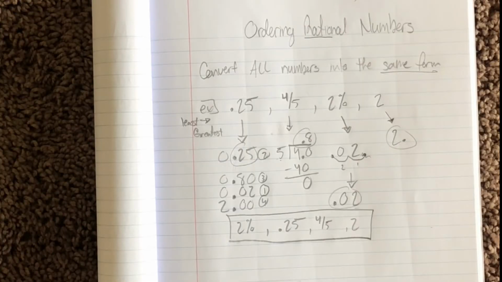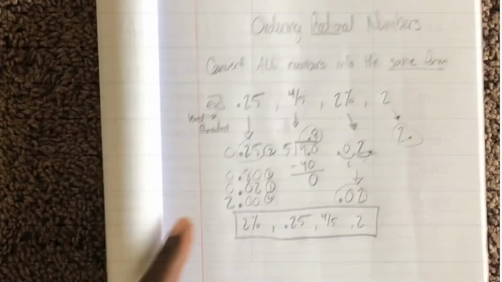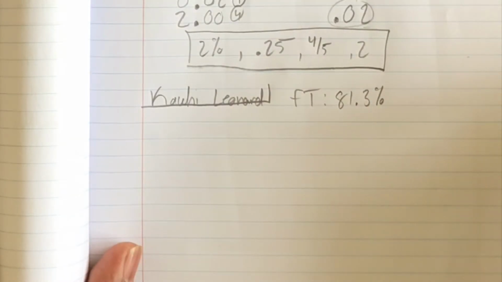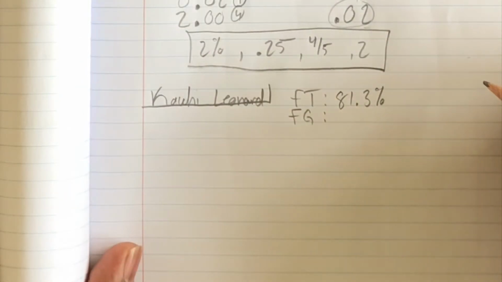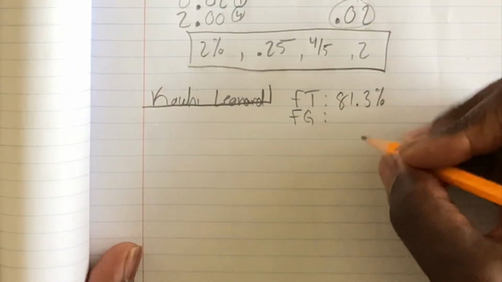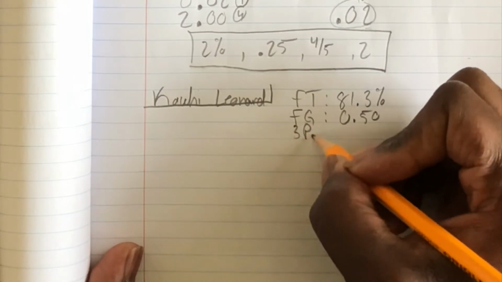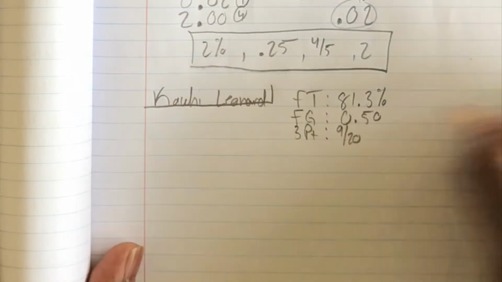Now, to be more specific, let me look at this list of people really quick. All right? Well, I like Kawhi. So what I'm going to do is select Kawhi Leonard's free throw percentage, 81.3%. His field goal percentage is written like so. And then his 3-point percentage is a fraction, 9/20. Okay?